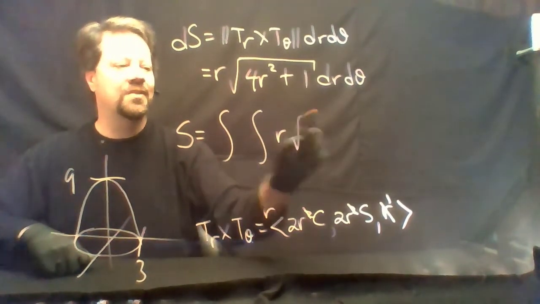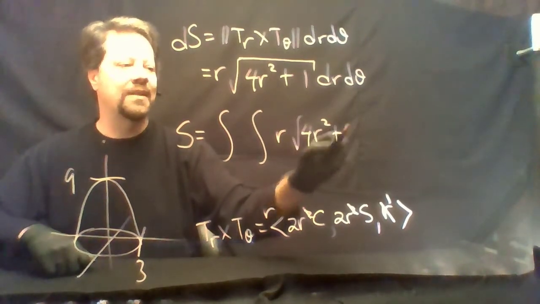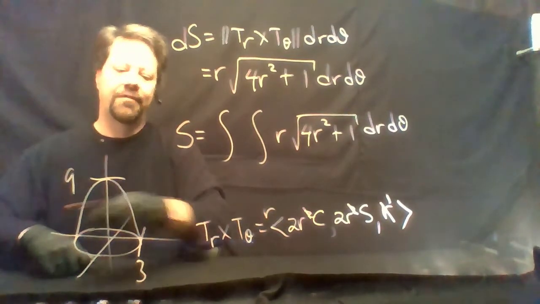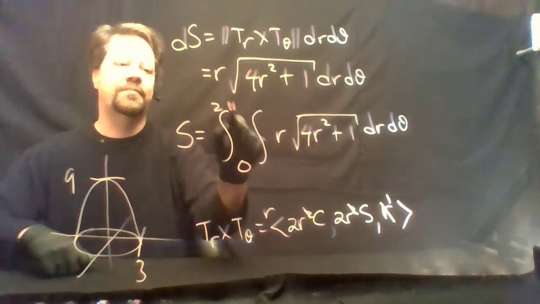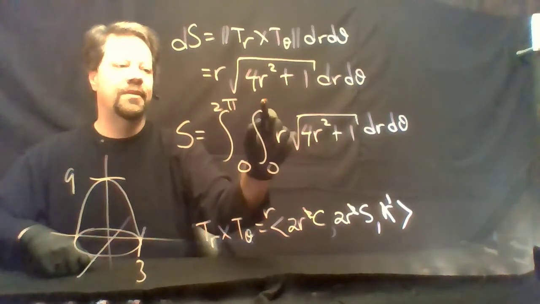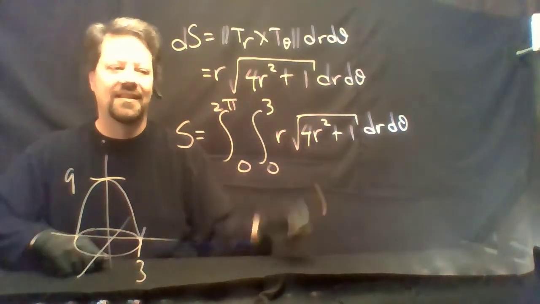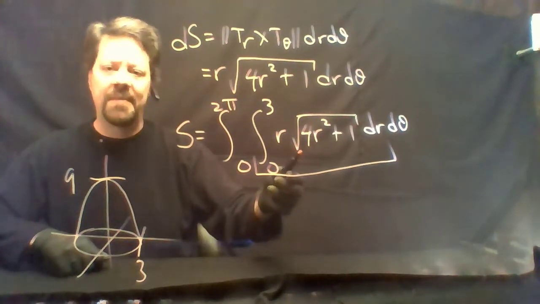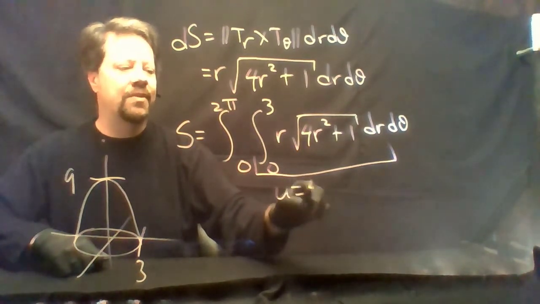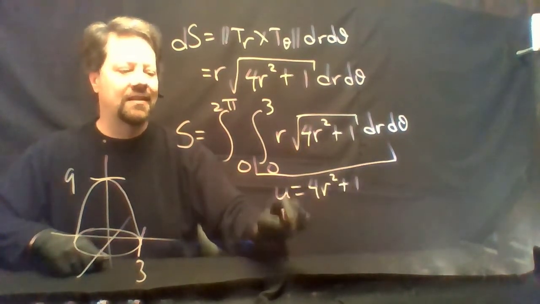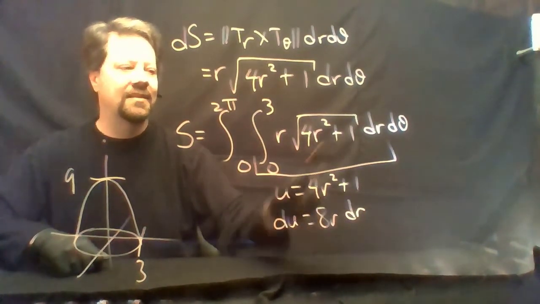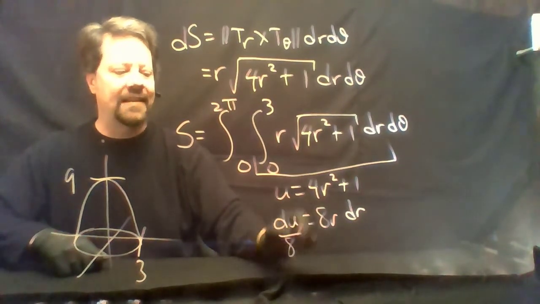We'll have r square root 4r squared plus 1 dr d theta. Theta will go from 0 to 2 pi. R will go from 0 to 3. We will, of course, get a 2 pi for free, but name the method for the integration here. Seems that u is going to be 4r squared plus 1, so that du is 8r dr. We don't have the 8, so we'll divide the 8 off.